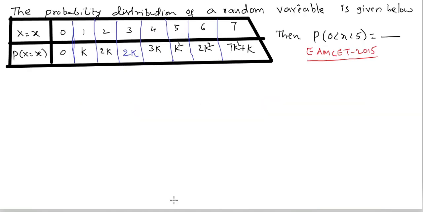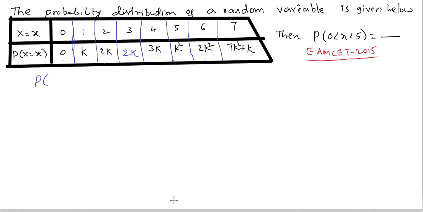The probability distribution of a random variable is given in the table. X is equal to 0, 1, 2, 3, 4, 5, 6, 7 and P(X) is 0, k, 2k, 2k, 3k, k squared, 2k squared, 7k squared plus k. Then find the value of P(0 < X < 5). This is an MSET 2015 question.